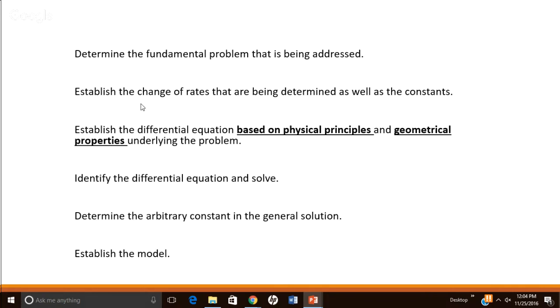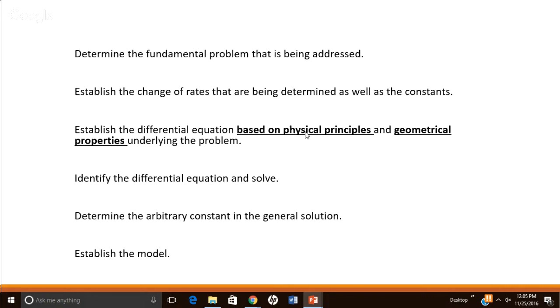Next, you want to establish the rates of change that are being determined, as well as the constants. So now you're looking at what actually is changing and what is not changing, what is being held still. Are you looking at things like mass, which is a constant? Are you given a constant velocity? Are you given a constant flow rate? Are there some features that simply aren't going to change?